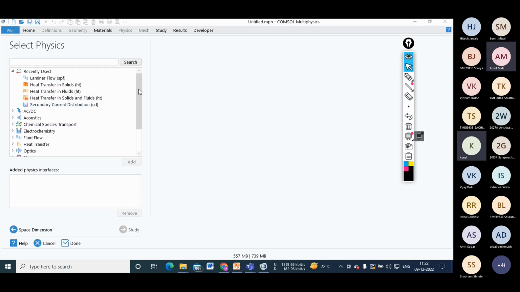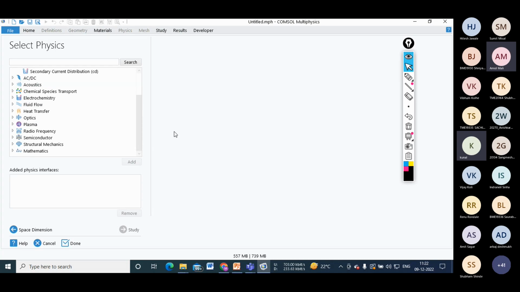After clicking on the 2D, here you can see the various physics. The name of this software is COMSOL Multiphysics. By using COMSOL Multiphysics you can solve multiple physics problems. मतलब जो भी physics अब तक found हुए उतने physics इस problem में include किए हैं. For example AC/DC problems. AC/DC means electrical problems can be solved by using this software.